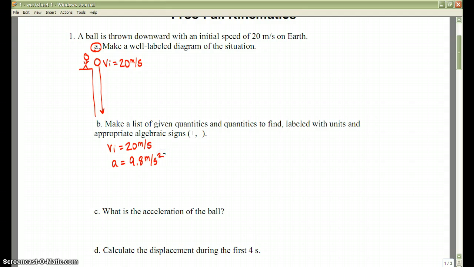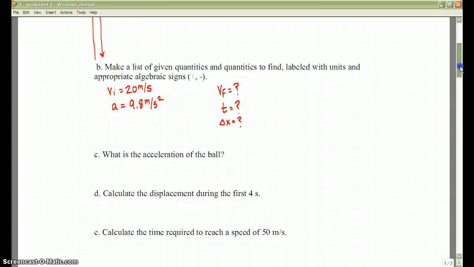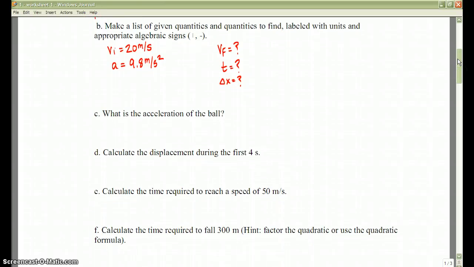Other information that we don't know, but we might have to solve for, is a final velocity, possibly a time, and a distance of how far this ball traveled to the ground. Those are the things we might have to solve for. So, moving downward, the acceleration is what we just wrote down up here, so our acceleration is equal to 9.8 meters per second squared.